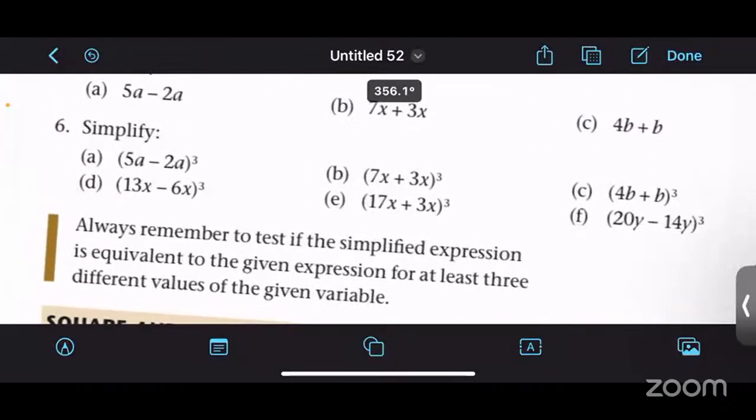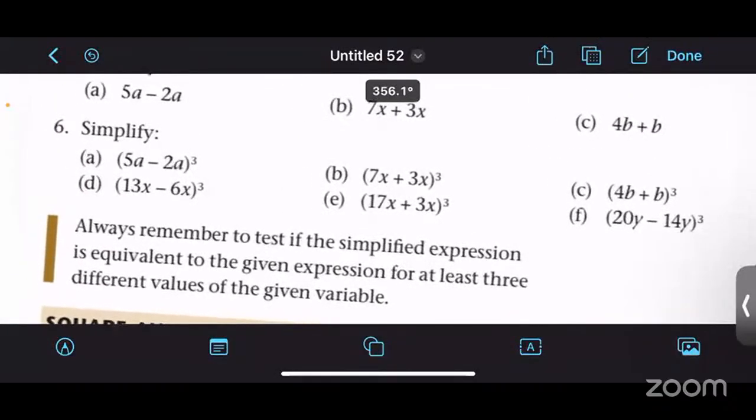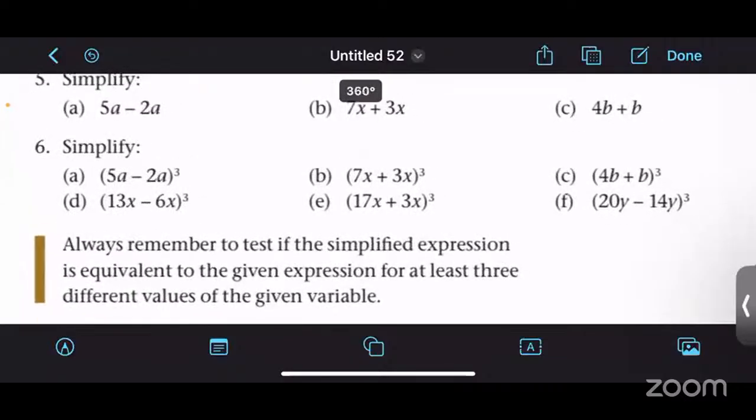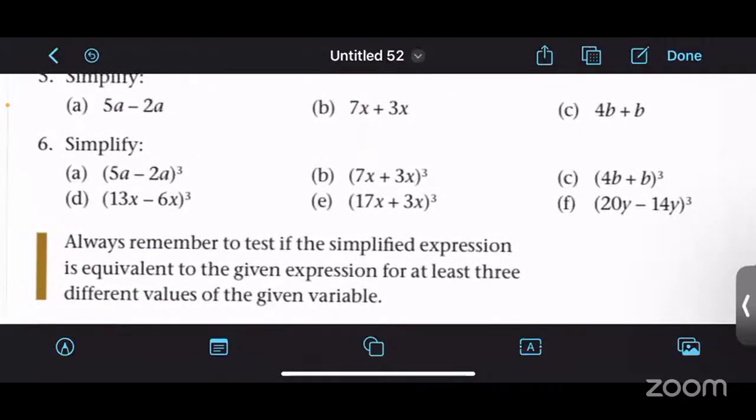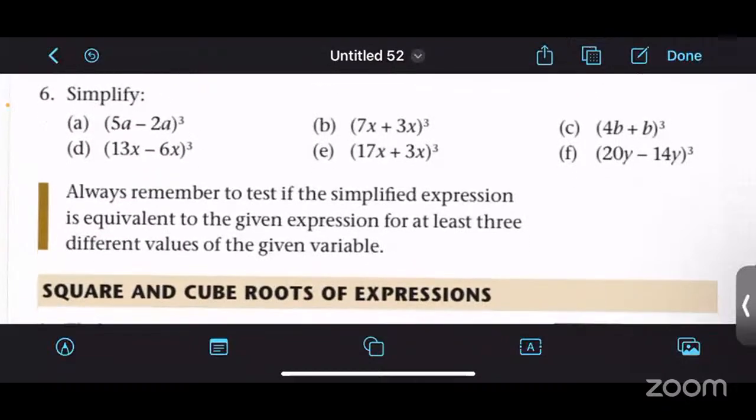Okay, let's move to 6. And for 6, we have A, which is 5a minus 2a in brackets to the power of 3. How are we going to simplify that? Anyone?